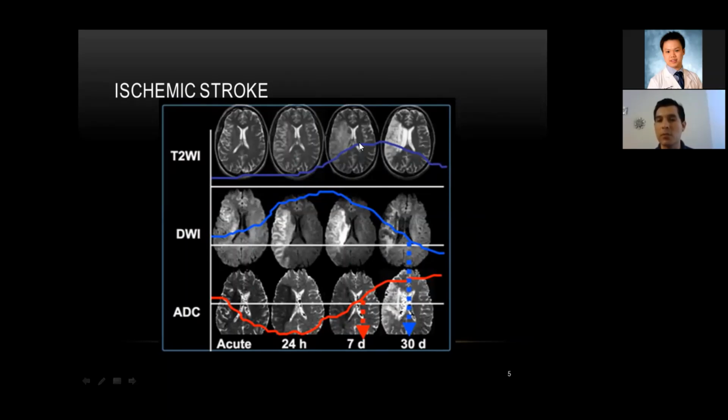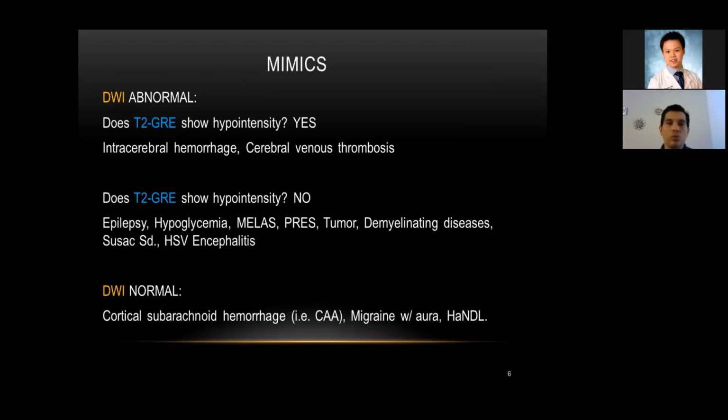It's vasogenic edema. What we can see in this case, T2 and FLAIR will be very clear in representing. So, one way to classify these mimics could be using DWI and T2 gradient. DWI could be abnormal, and you have to ask yourself this question: does T2 gradient show hypointensity? It means if T2 gradient shows hemorrhage, basically.